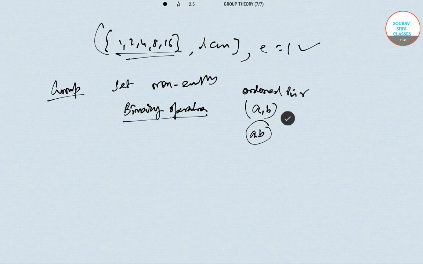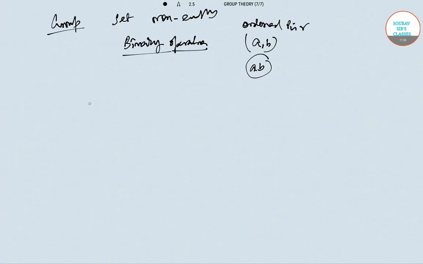Okay, so we say that G is a group under the operation if the following three properties, which I am going to tell you, hold. The first is associative, that is, the operation must be associative for all values of a, b and c in G.